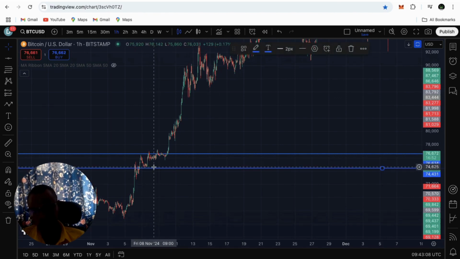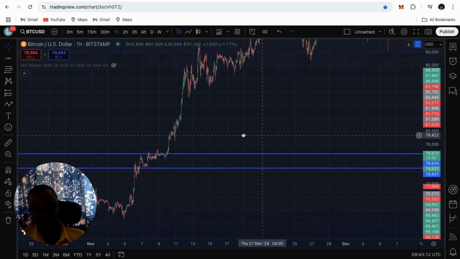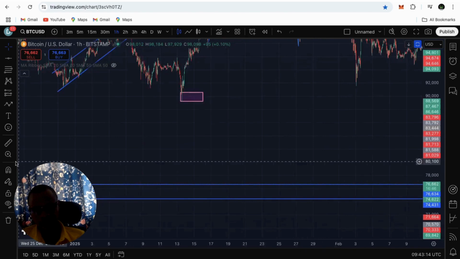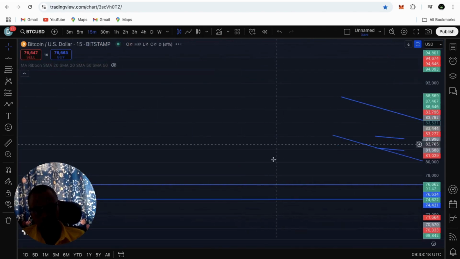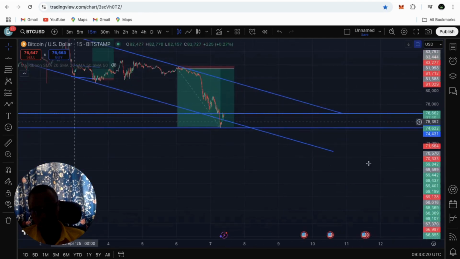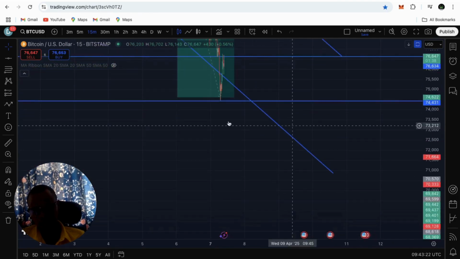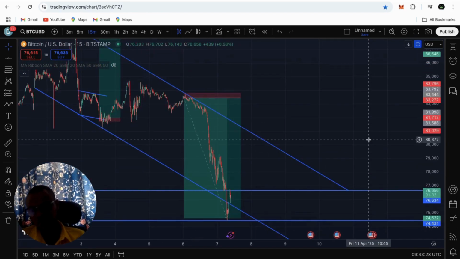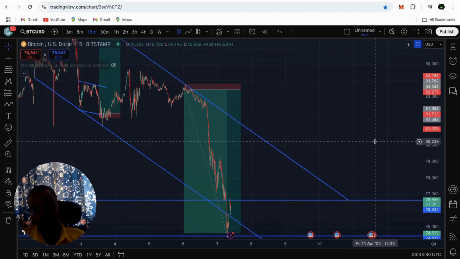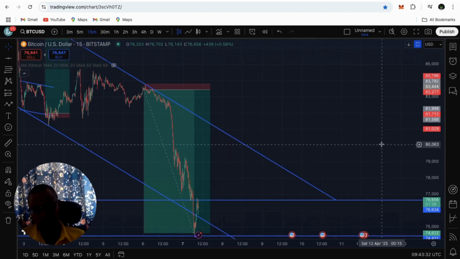I took this here, which was 74,600, and that was where I placed my take profit. And what happened? We actually got an entry yesterday, and we got our take profit this morning. As you can see, it actually smashed it. This was a trade of around 1 to 14, or even more actually.